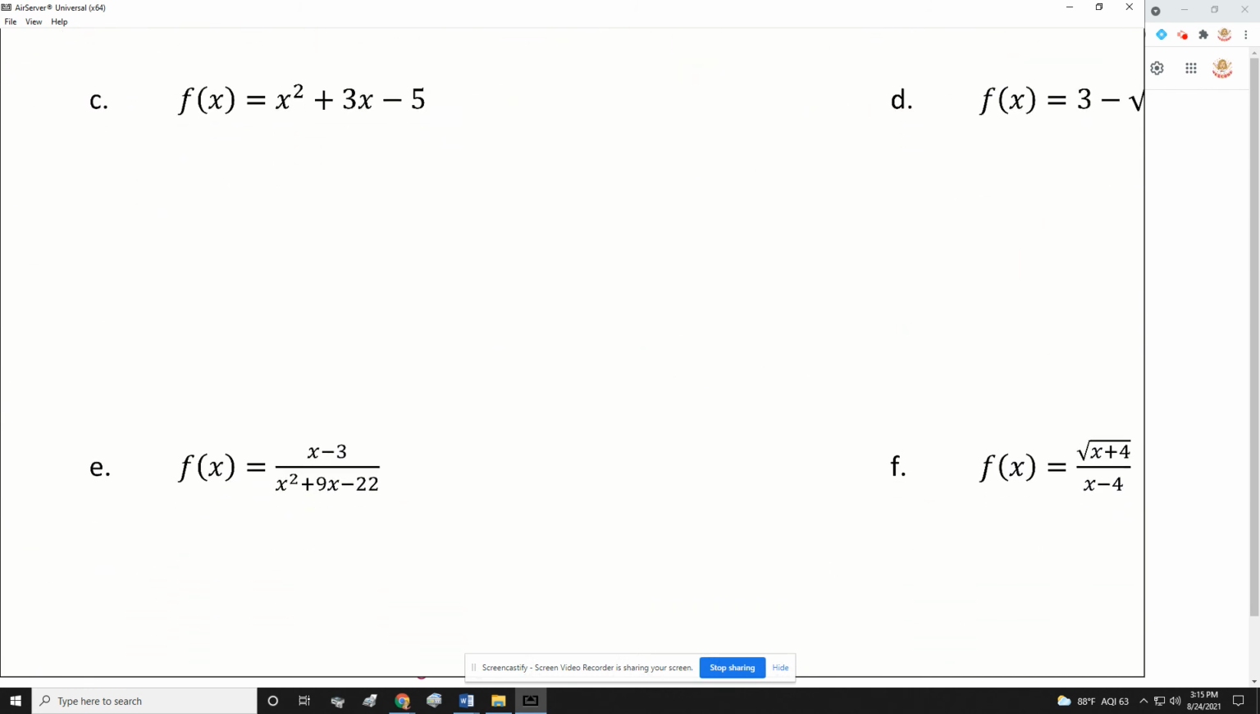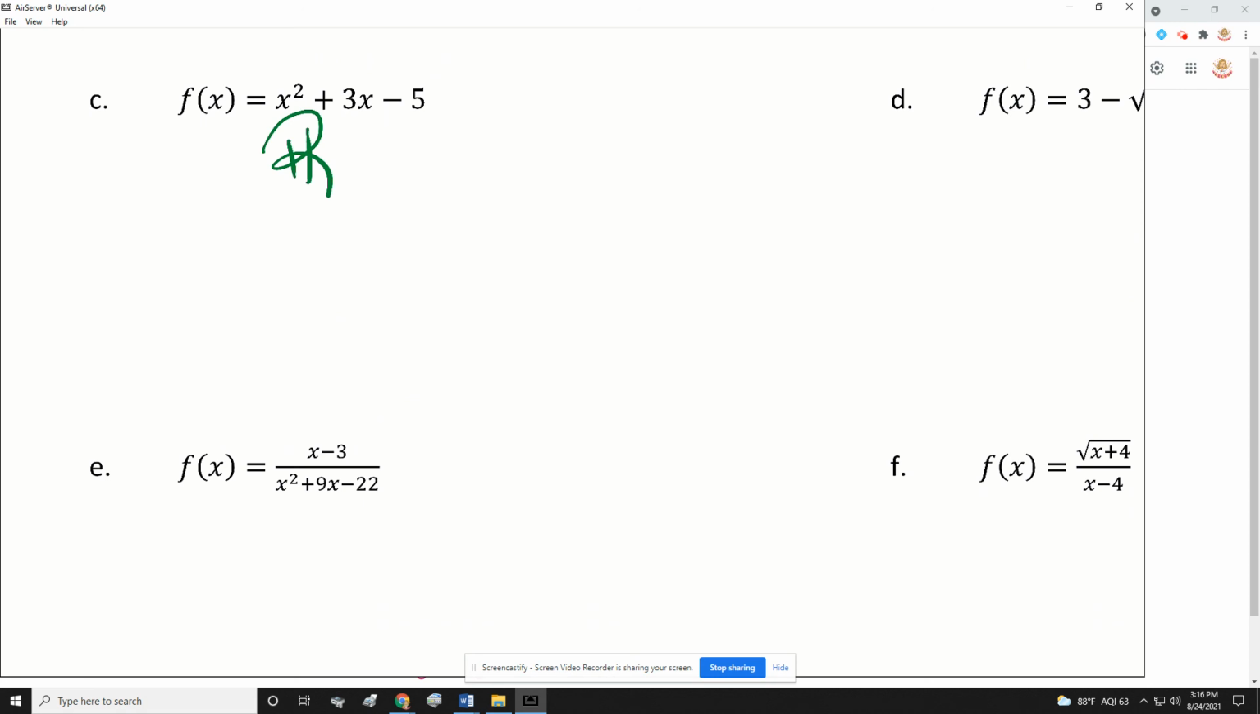Okay, so let's look at C. There's only two things that restrict the domain, and it is dividing by 0 and the even root of a negative. So I don't have a division bar. I don't have a denominator in here. I don't have any kind of root, even or odd. We don't have any roots. And so this domain would not be restricted.